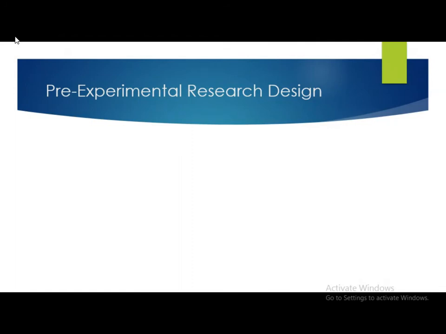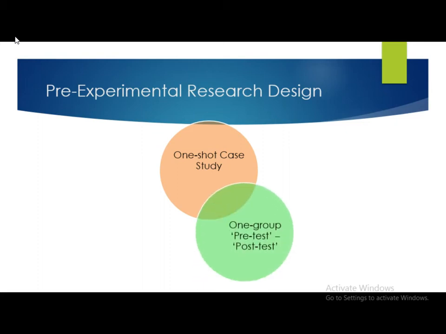The pre-experimental research design is further bifurcated into various types. Here we will consider three types: one-shot case study research design, one group pre-test and post-test research design, and static group comparison. So this was about pre-experimental research design. This is the simplest form of research design.